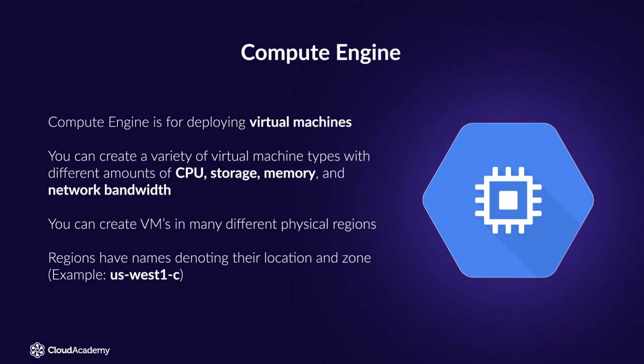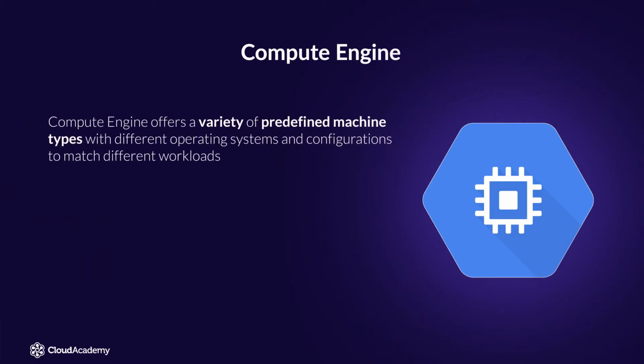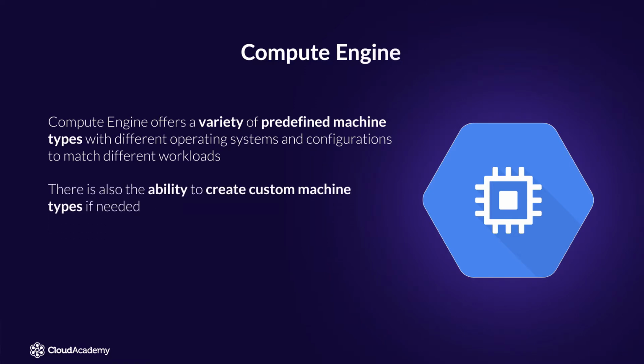So a full location name for a compute resource for a VM could be something like US West 1 C, which denotes both the region and the zone. So a region is usually a part of a country, like US West or US East. Now, Compute Engine offers a variety of predefined machine types with different operating systems and configurations to match different workloads. There's also the possibility of creating custom machine types if needed, if you need a specific hardware, CPU, memory setup.